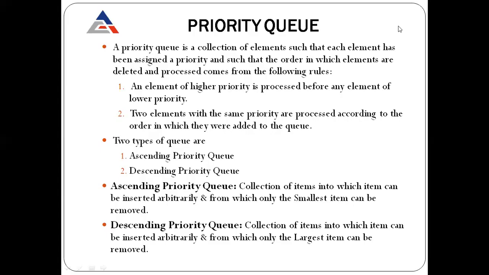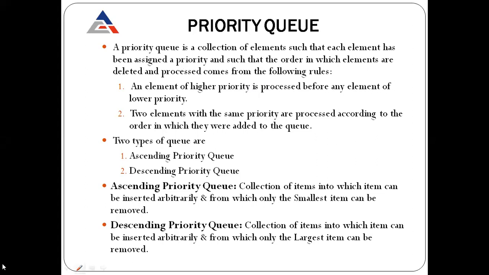Next point is the priority queue. So priority queue is a collection of elements such that each element has been assigned a priority, such that the order in which elements are deleted and processed comes from the following rules. What rules are those? An element of higher priority is processed before an element of lower priority. Two elements with the same priority are processed according to the order in which they are added in the queue.